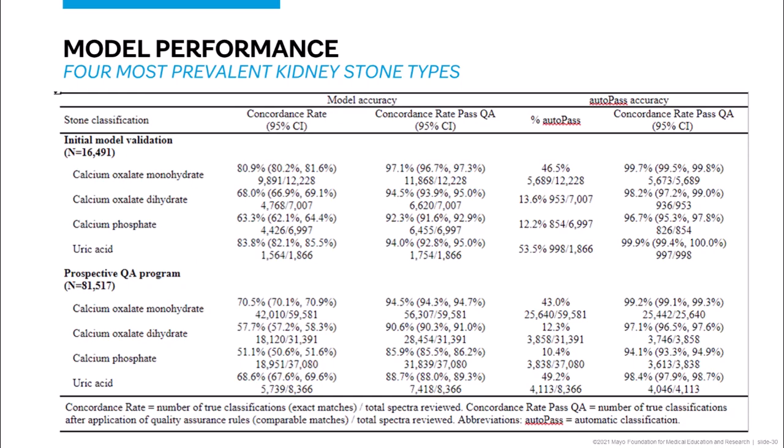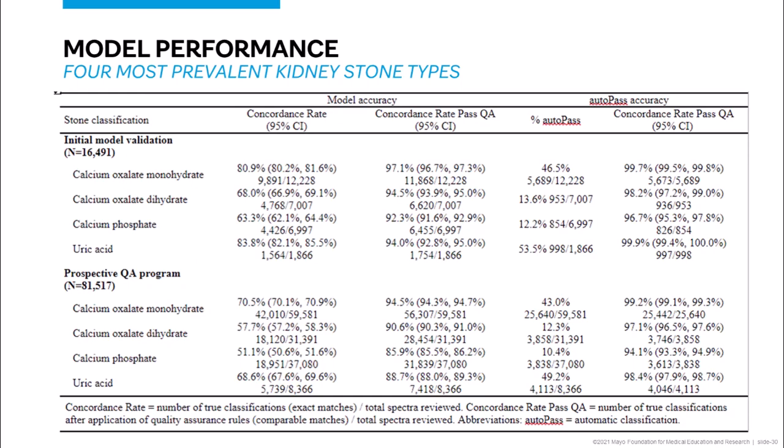I'd also like to highlight a few accuracy metrics we used for this study. Concordance rate is the exact match between our AI interpretation and our technologist interpretation. Concordance rate past QA is the number of correct classifications after application of a few quality assurance rules. Think of these as comparable matches.